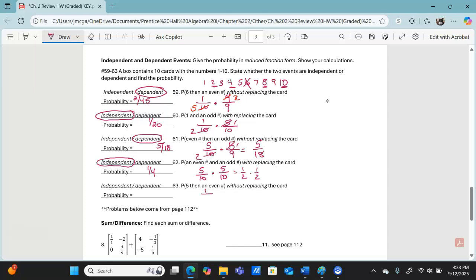Probability of getting a 5, which would be 1 out of 10, and then an even without replacing. Since you did not replace, one event affects the other. And you didn't replace, so there's only 9 cards left. You pulled out a 5. So up here, the 6 is still in here, the 5 is not. So you still have 1, 2, 3, 4, 5 even numbers. 5 will go into 10 2 times, so we end up with 1 out of 18 there.